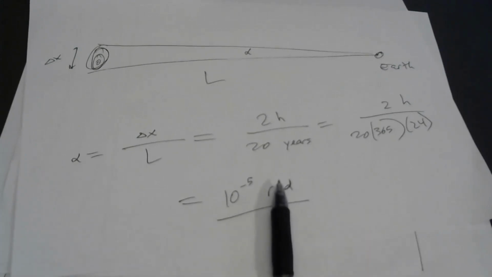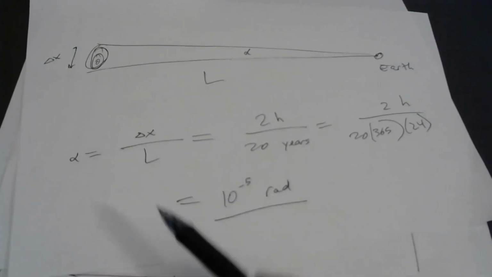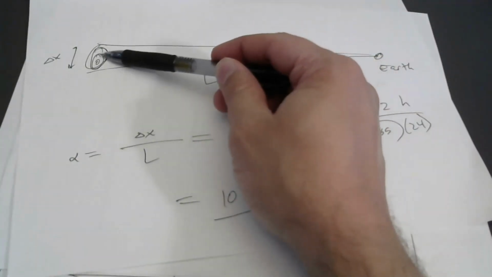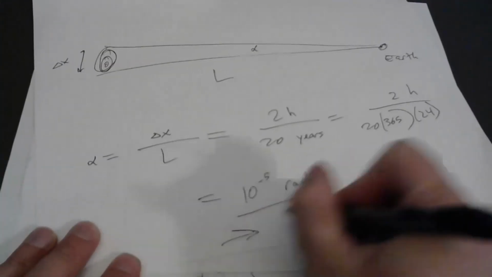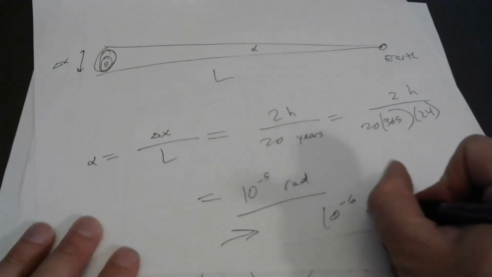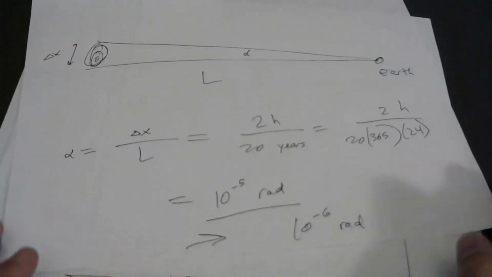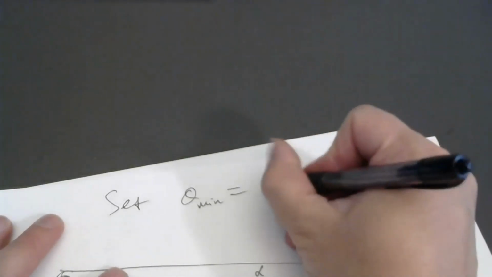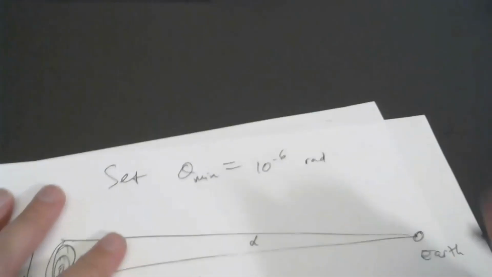If you think about it, it can resolve even smaller angles because this is the angle that the entire solar system subtends. And we could see details even smaller than that. So let's go with an angular resolution of at least 10 to the negative 6th, a millionth of a radian, probably even smaller. How do you accomplish something like that? If I go back to the formula here, set theta min equal to 10 to the negative 6th radians.